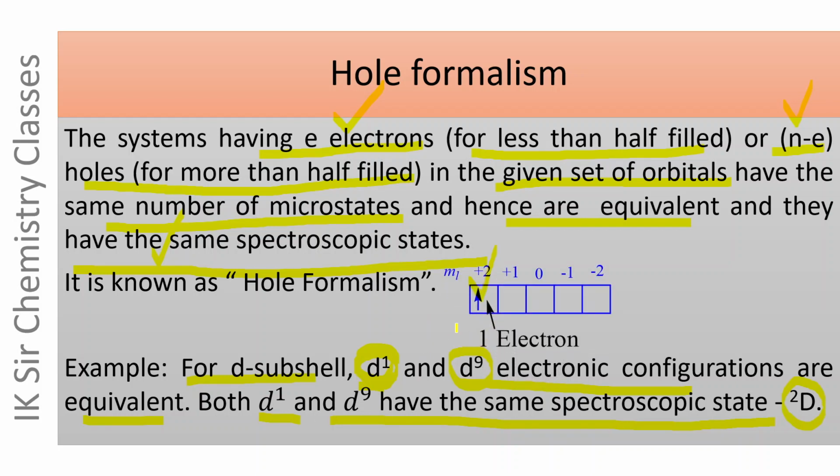This is D1 electronic configuration. It contains 1 electron more than D0 electronic configuration, and it is D9 electronic configuration which contains 1 hole, 1 vacancy for electron in this orbital, and it has 1 electron less than D10 electronic configuration. D1 electronic configuration and D9 electronic configuration are equivalent. One contains 1 electron while other contains 1 hole, and they have the same spectroscopic state, doublet D.